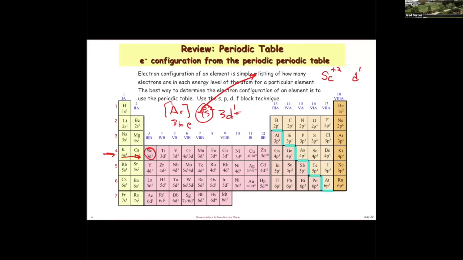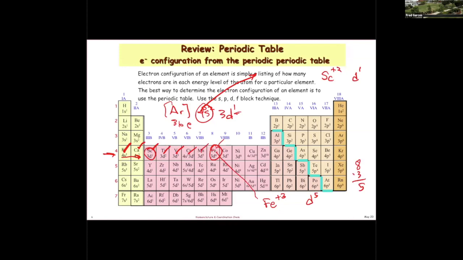Let's say we have iron plus 3. Plus 3 means that 3 electrons are removed. The best way to figure out how many d electrons there are is to count 1, 2, 3, 4, 5, 6, 7, 8. There should be 8 regularly, 2 in the s and 6 in the d. But 8 minus 3 is going to be 5. It's a d5. It's that easy. Don't make it more complicated than it is.